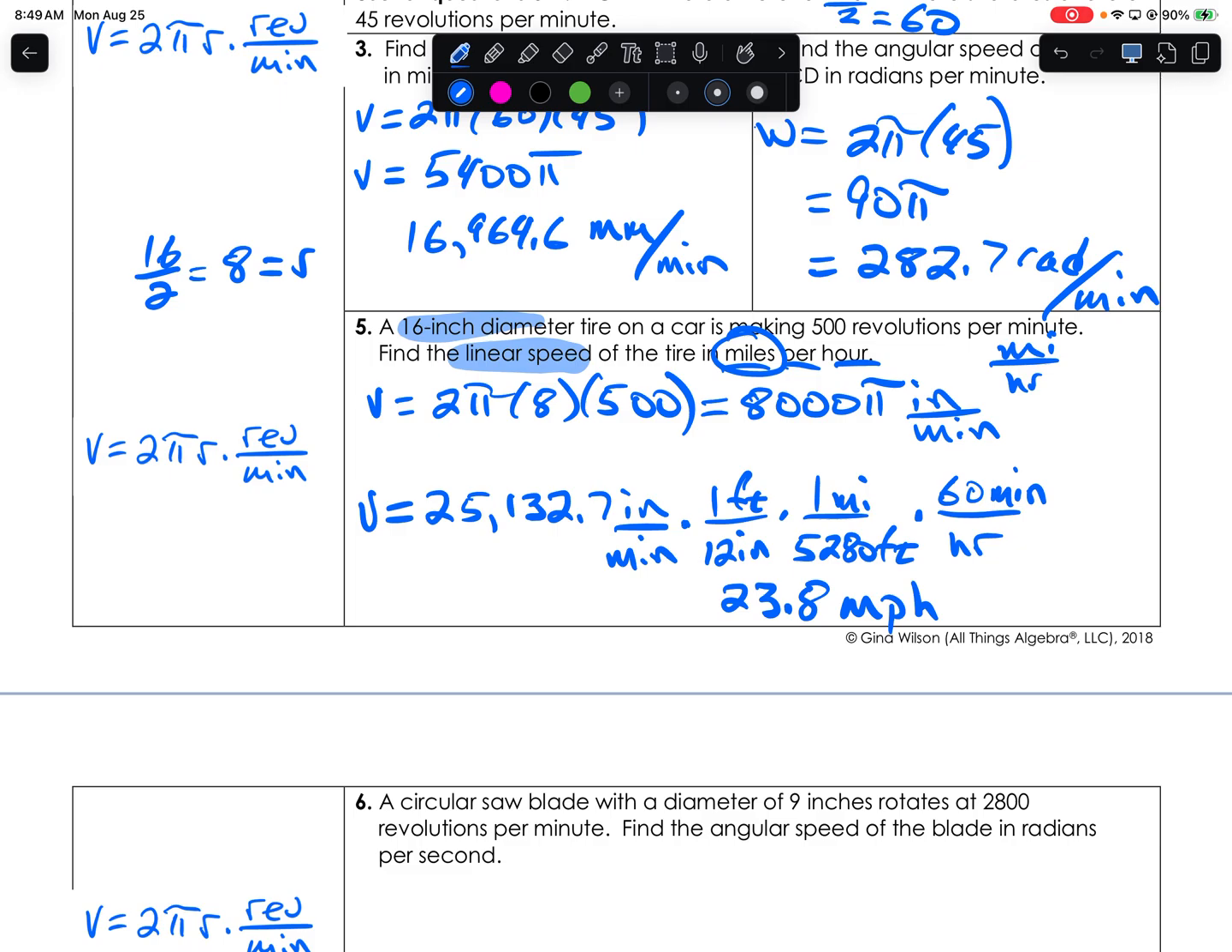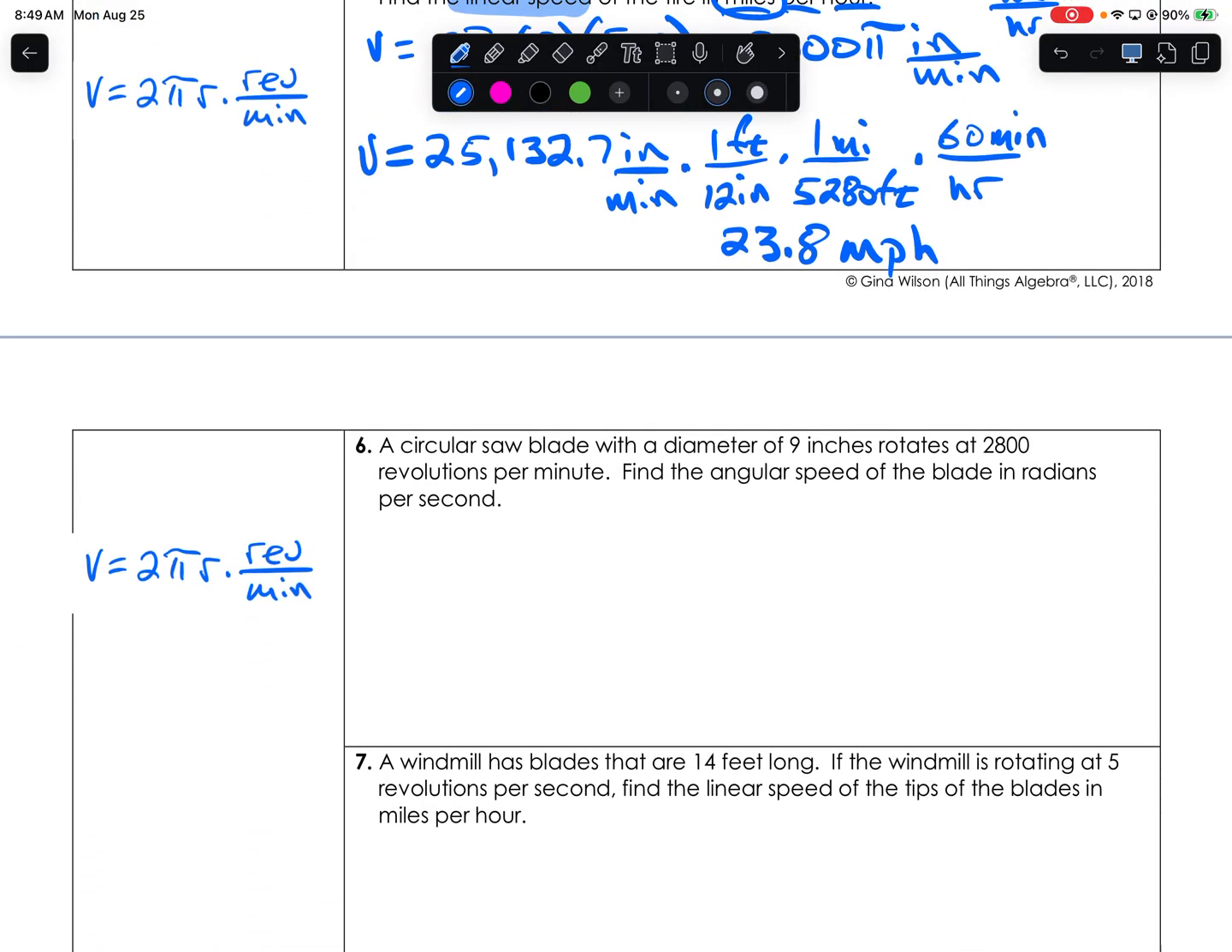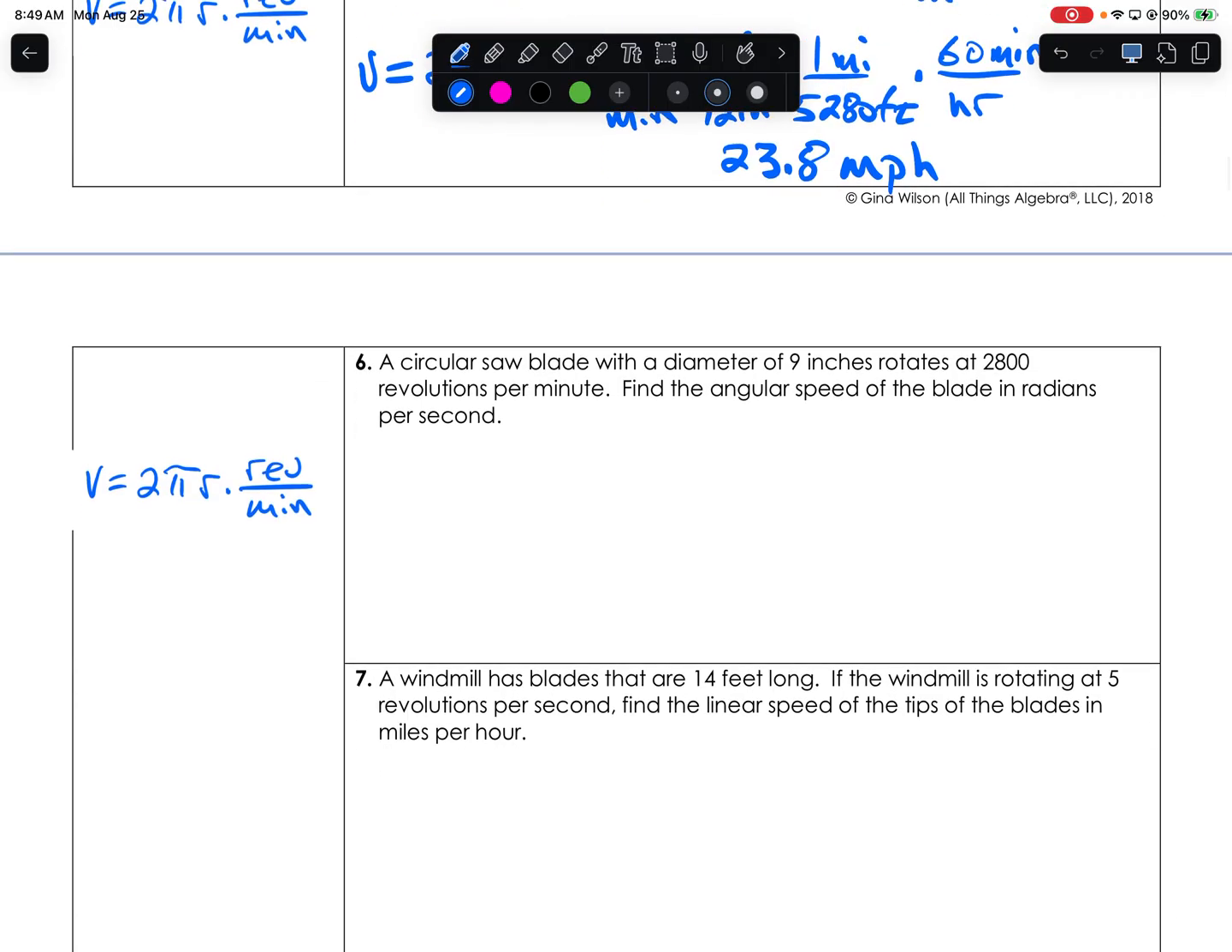Get the answer. As long as you have a strategy that works, I don't care what your strategy is. Half the time I do things wrong, and I still get the right answer, so I just continue. Why not? All right, read number 6. We'll do it together because you got to do a little more conversion action. So again, we got diameter of 9, so 9 divided by 2, 4.5.